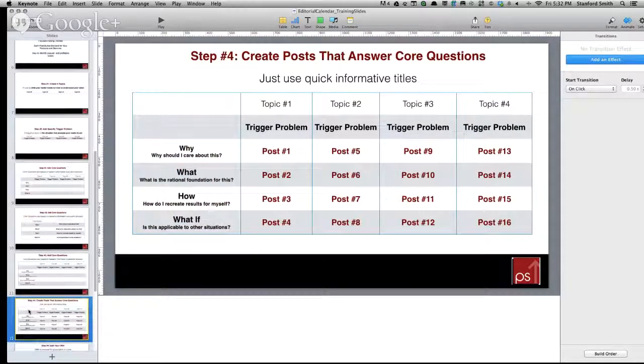So I'm going to move on to step 4. Right now, I want you to take a look at your key topic, and then start asking this question: why should I care about this particular topic? And that's going to be post number 1.